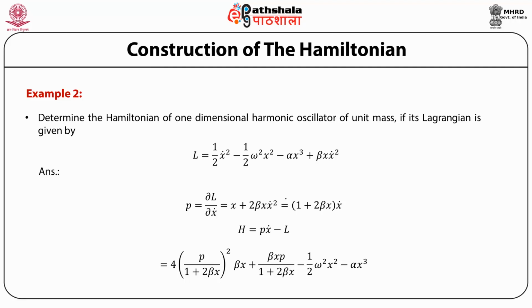Now the Hamiltonian H is defined as p x dot minus L, which can be easily seen to be of the form 4 times p divided by (1 plus 2 beta x) whole squared, times beta x plus beta x p divided by (1 plus 2 beta x), minus half omega squared x squared minus alpha x cubed. The Hamiltonian is expressed in terms of the coordinate x and the conjugate momentum p.